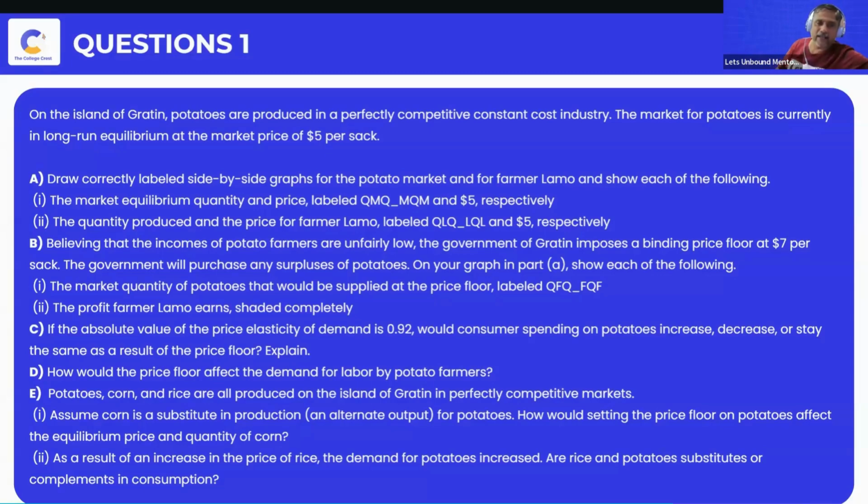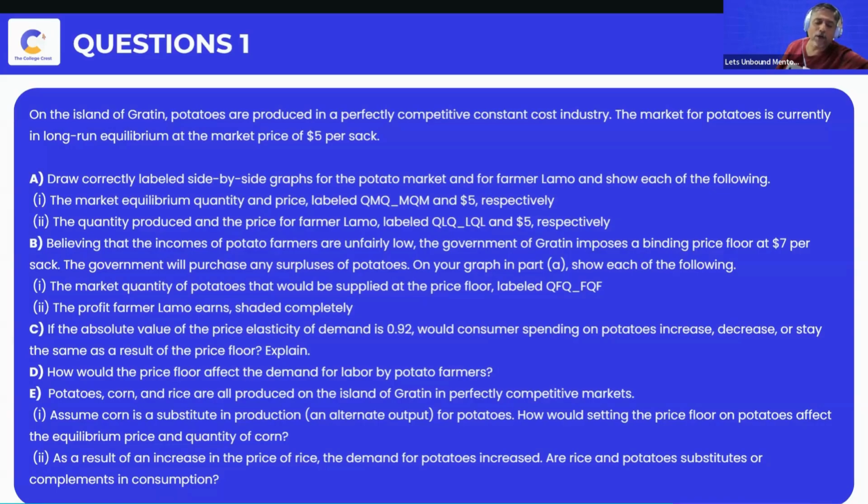So for question A, immediately you see they are asking you to draw a graph. Draw a correctly labeled side-by-side graph for the potato market and for farmer Lamo. Show each of the following. You have to show the market equilibrium quantity and price, labeled QM and $5 respectively, and the quantity produced and the price for farmer Lamo, again labeling the same.